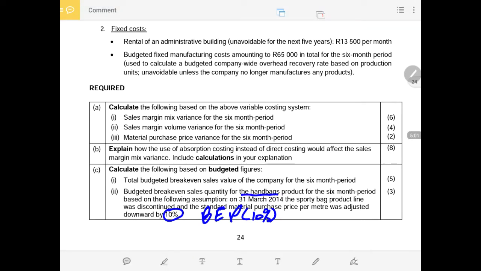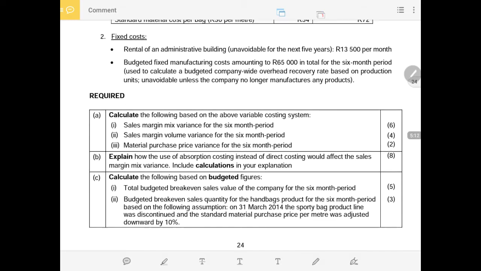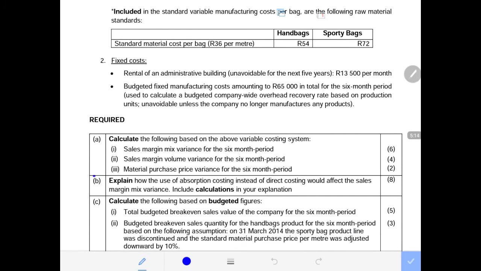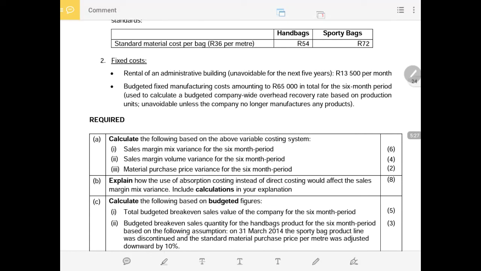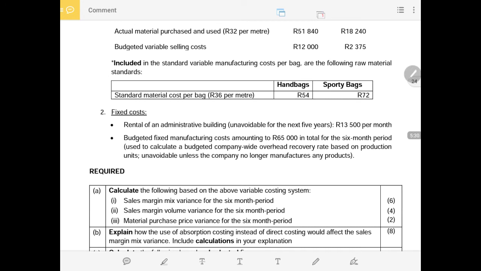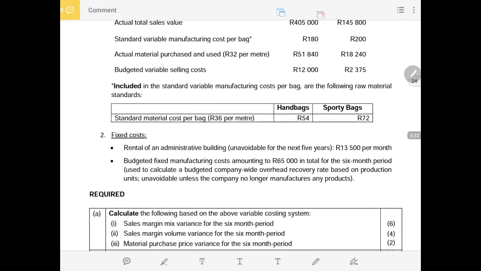after the discontinuation of the other product. So now we need to take that into account and calculate the break-even point only for one product. Only 3 marks. There's not much to do in this last question. This one is just the theory on the use of the absorption costing system and its effect on the sales margin mix variance. And then we also need to show the calculation when it comes to that, but I will not be doing number 2, only number 1, which is number A and number B.